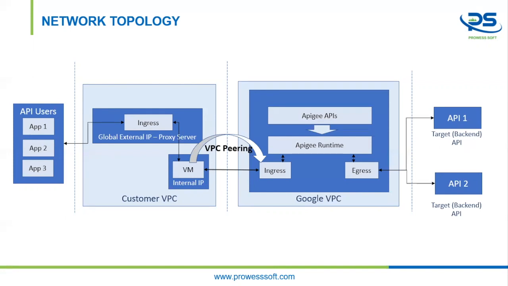So any information, or any request rather, that comes from API users into the load balancer through the customer VPC can be passed down to the Google VPC through their ingress, and then the Apigee runtime will ensure that the request is appropriately served. A response from the target backend is received and coordinated back onto the customer VPC, which sends the response back to the API users.